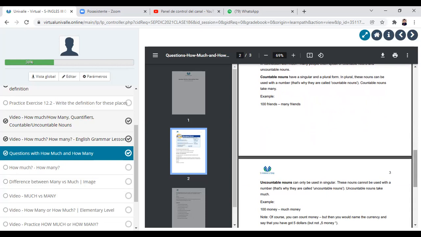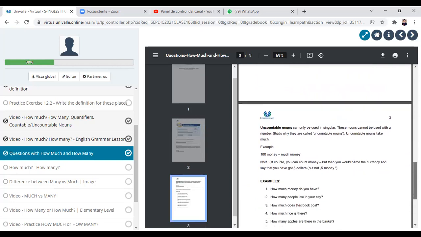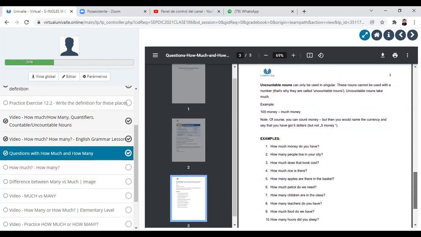Uncountable nouns can only be used in singular. These nouns cannot be used with a number. That's why they are called uncountable nouns. And uncountable nouns take much. Example, 100 money, much money. Note, of course, you can count money, but then you will name the currency and say that you have got $5, but not 5 money.